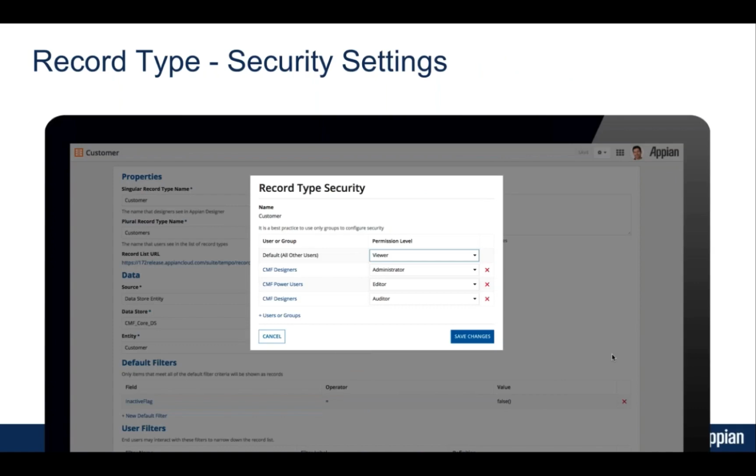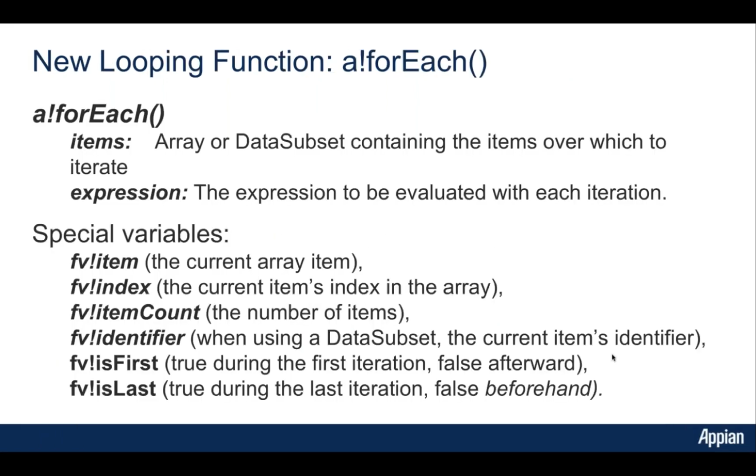Record type also had a minor update to the record type designer. The first one is security settings. So now inside the record type designer, you can configure the security settings by going to the gear menu in the upper right and choosing security. You no longer need to modify security settings from the overall designer experience. It's now inside the record type designer.